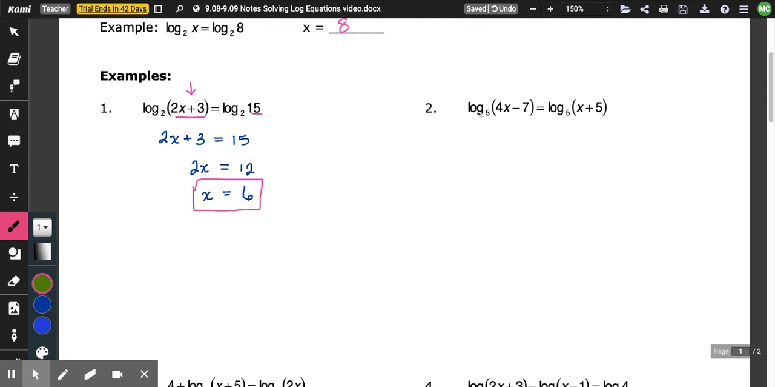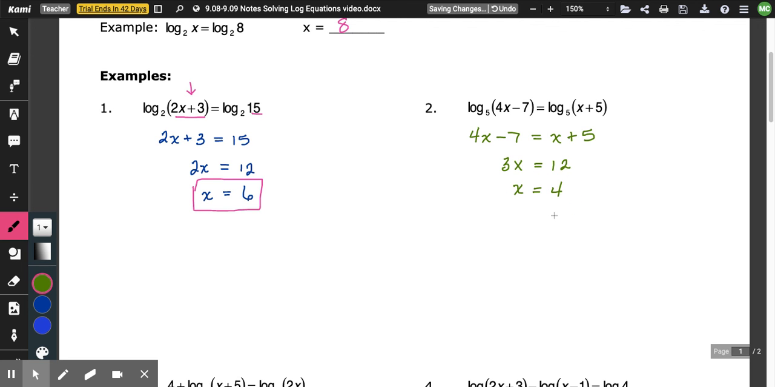We do have the same base on the two logarithms here, so that means that the arguments must be equal to each other. So I can start just by saying 4x minus 7 is equal to x plus 5. And then I just have a simple Algebra 1 linear equation here. So I'm going to subtract x from both sides, and I'm going to add 7 to both sides. And then I can divide by 3 to finish solving there.